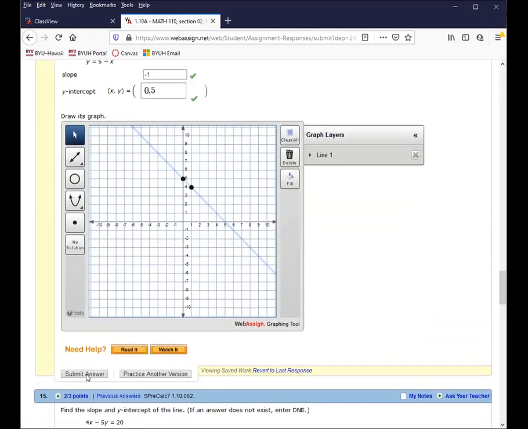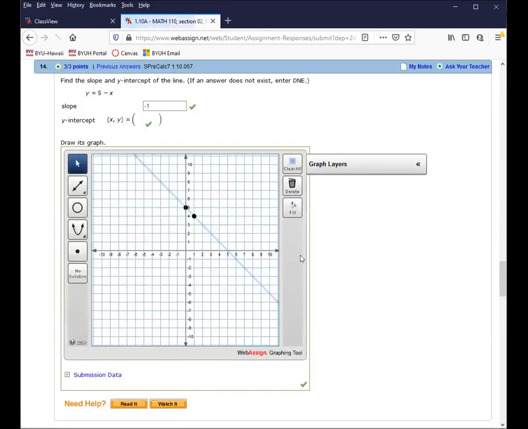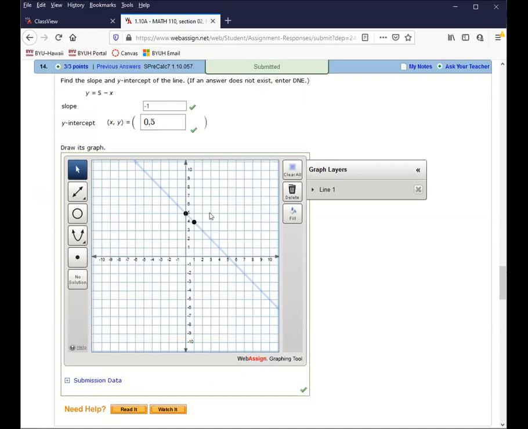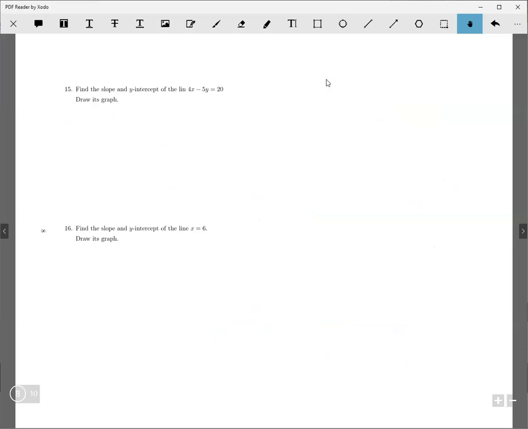Okay, then let's submit that. Okay, so as you can see, that should work. So let's go back to the other document and the next problem, number 15.